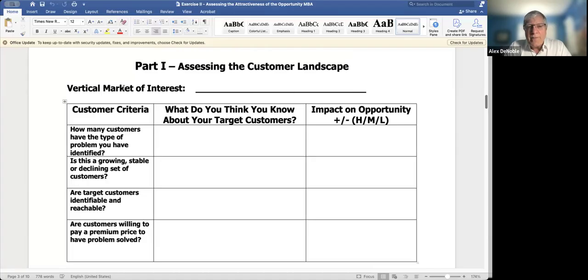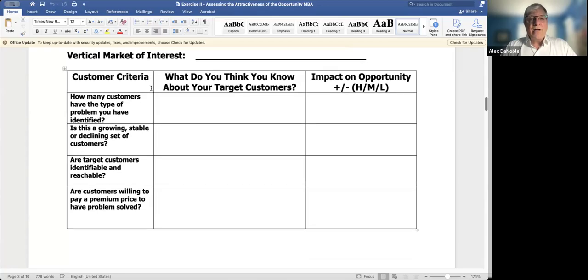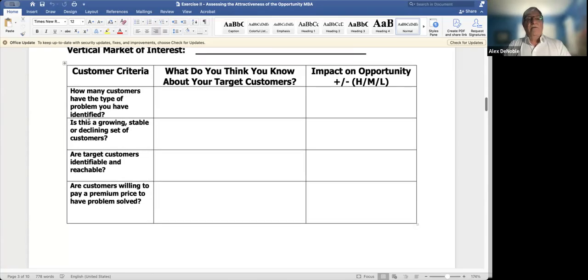Don't worry about vertical market of interest. Don't get confused by that. You can ignore that. But what I've done for this exercise is 3 columns. In column 1, I'm asking you questions about the customer landscape that you're about to face. For example, how many customers have the type of problem you have identified? I'm not asking you for a specific number, but are there a lot of customers that have this problem? Is it a moderate amount, or a unique niche?